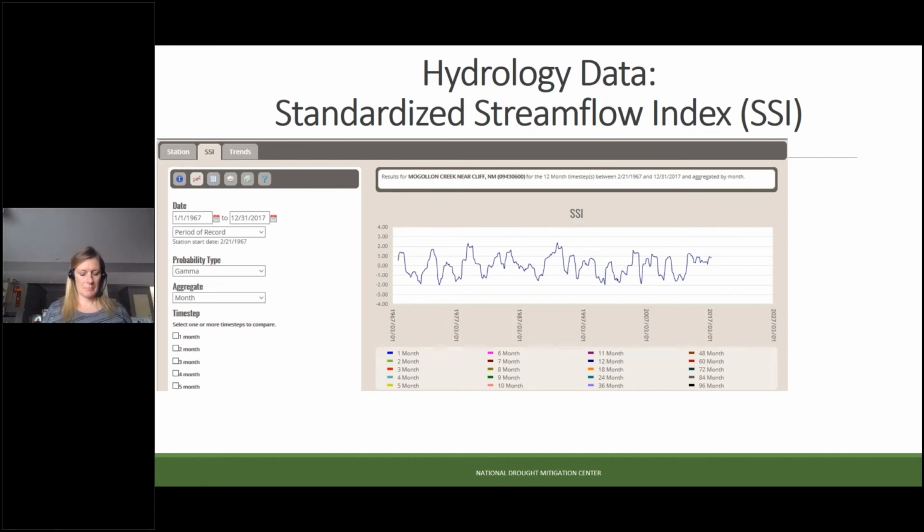And again, you can see those wetter periods are going to be your positive numbers and those drier periods are going to be your negative numbers, but you can get an idea on the hydrology. And again, you can choose the time step. So if you're looking at 1 or 2 month type changes, you can choose that. This is more of a longer term 12-month time step, looking at an annual type of basis.